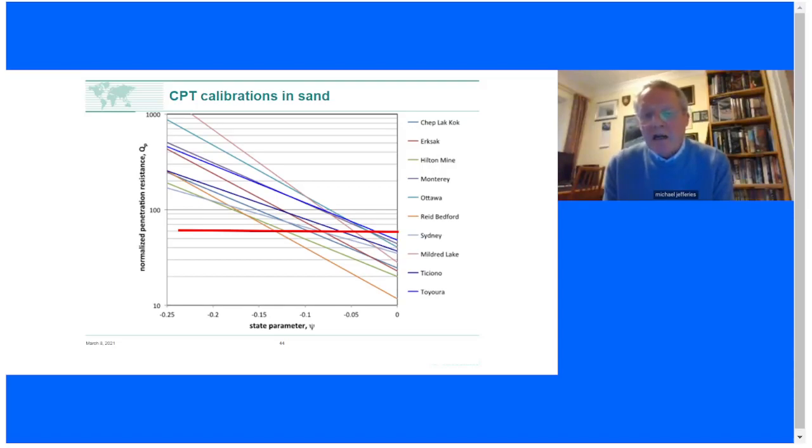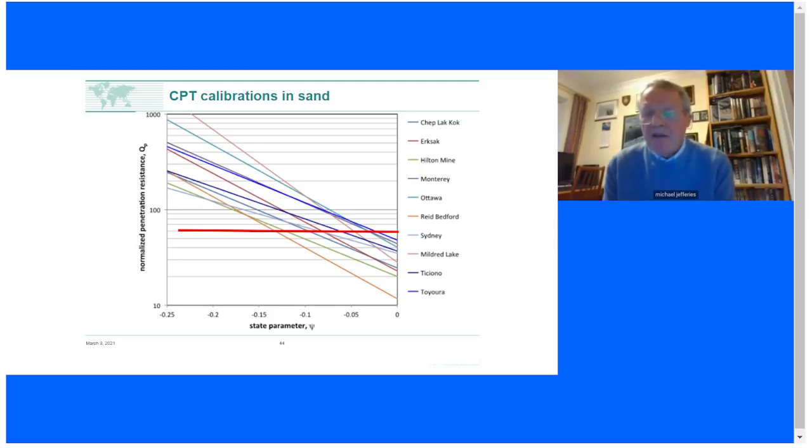If I'm on the bottom calibration, which I think is Reid Bedford sand, I would say, okay, I've got a state parameter of minus 0.14. At that point, I'm a very happy bunny. Nothing bad whatsoever is going to happen to my structure, my soil. It's going to be very dense and very dilated.